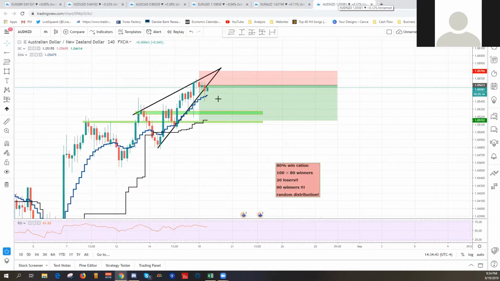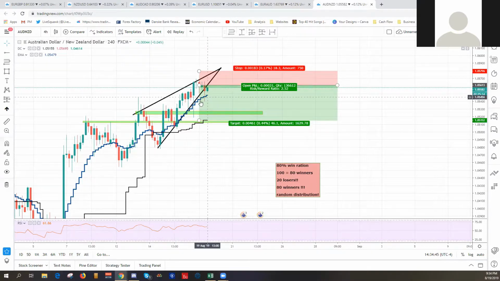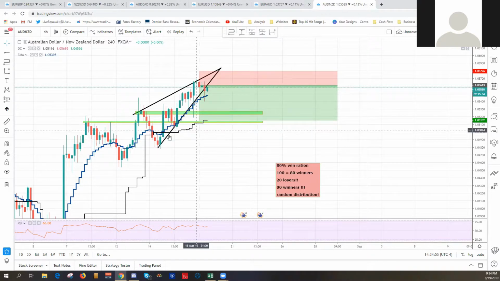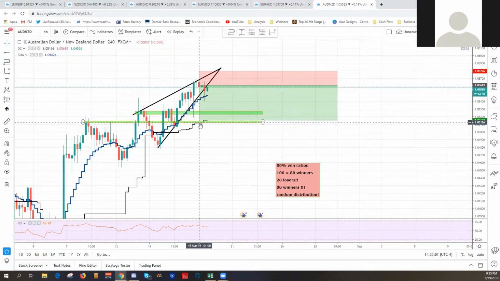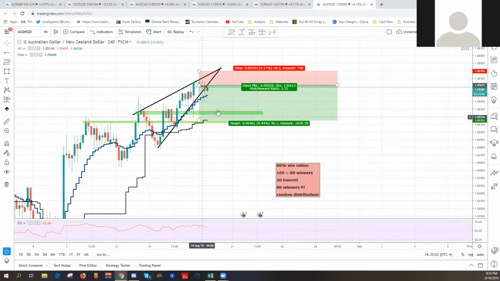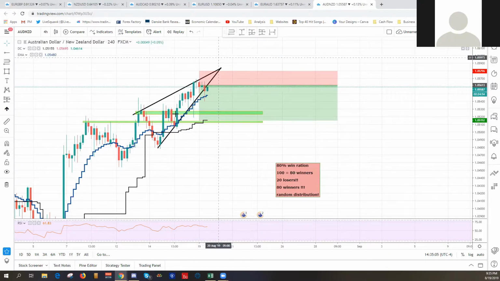Then we go to AUD NZD. Now we had a breakout here, but you see we just couldn't break the EMA, and that's one major thing we need to break. Remember that the EMA is always further, and when they open up like this, the EMA and DC, that's really, really good, especially when the DC is below take profit number 1, which is this green level here.